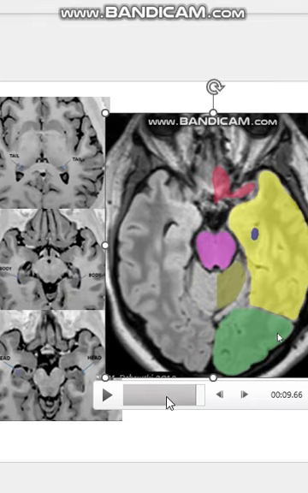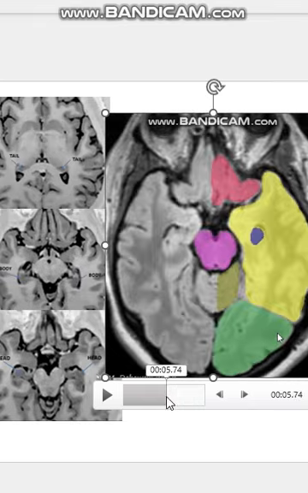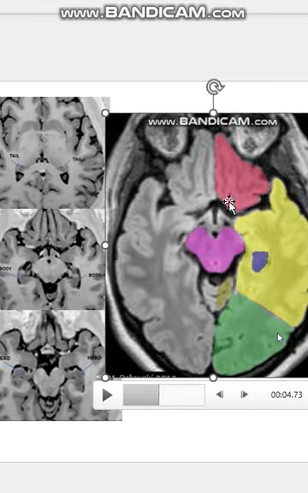So, let's see that here. Here, at the level of the mammillary bodies and the optic tracts, you will see the body of the hippocampus, running on the lateral aspect of the midbrain. Next part of the hippocampus is the tail.